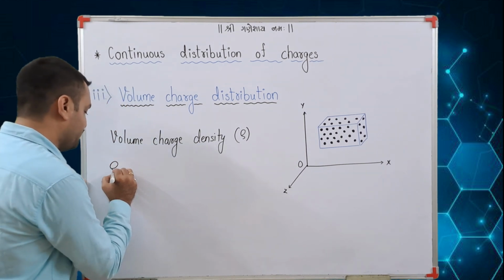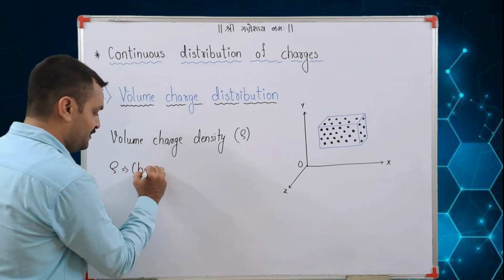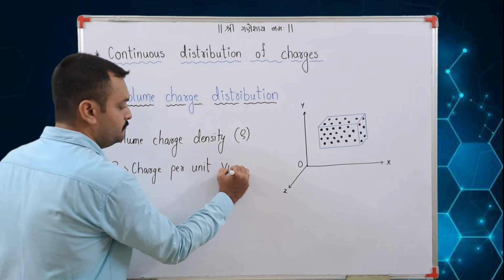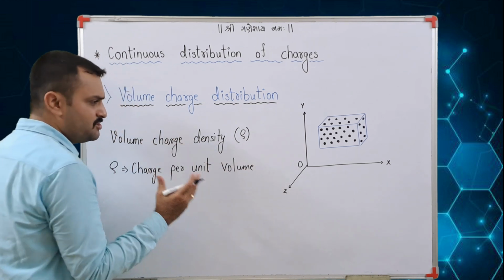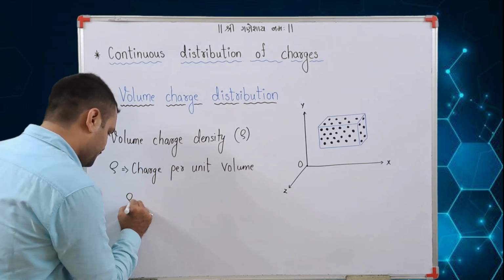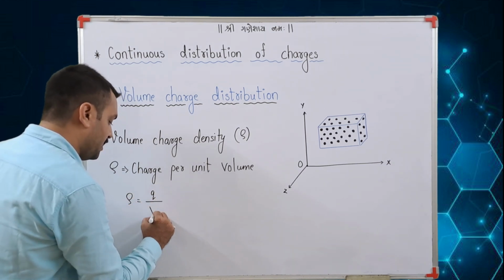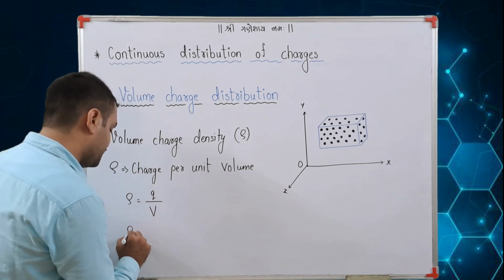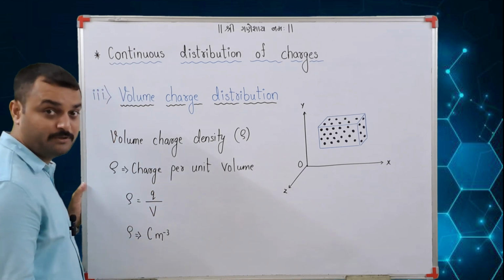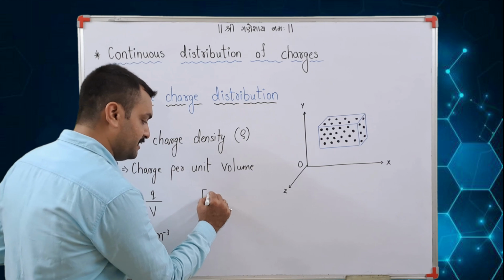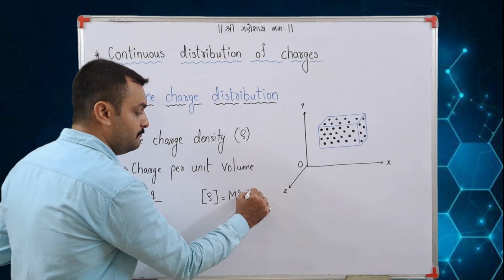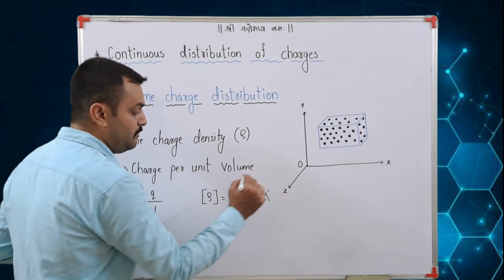Now it is defined as charge per unit volume. That means how much charge is there for a given volume, we can find out, right? And the formula will be Q by V. And from this, the unit will be very simple: that will be coulomb per meter cube. Simple. And if I talk about the dimensional formula, then it will be M0 L minus 3 T1 A1.